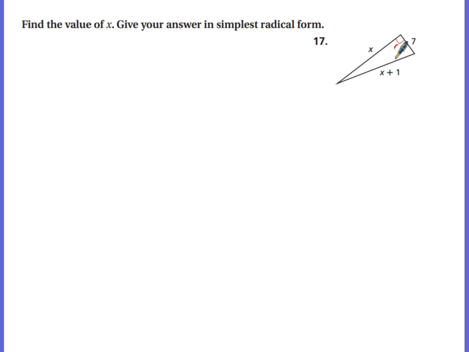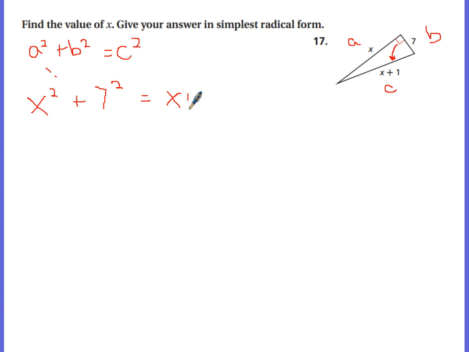Okay, so there's your right angle. So the side that's across from the right angle, that's your C side. Then the other sides are your A and B, however you put it, it doesn't matter. Okay, so then we know that A squared plus B squared equals C squared, and then you just fill it in. So A, that's x squared plus B squared is 7 squared equals, and then C squared is x plus 1. So we want to square the whole thing. So we're going to go x plus 1 and put it in parentheses and square the whole thing.